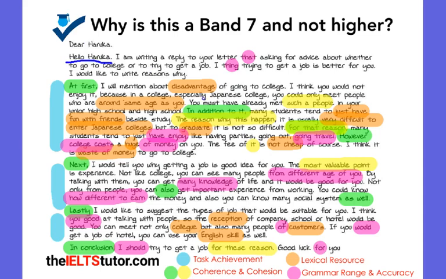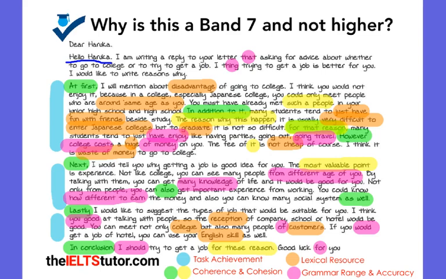I'm writing a reply to your letter that asking for advice about whether to go to college or try to get a job. I think trying to get a job is better for you. I would like to write reasons why. Okay, this beginning part here sounds rather abrupt. There's some linkers missing. But the good thing is that this letter gets to the point: there is a purpose stated at the beginning of the letter, that this person is giving their opinion about what they think the reader should do. So the purpose is clearly stated, although I think the introduction could be much better.